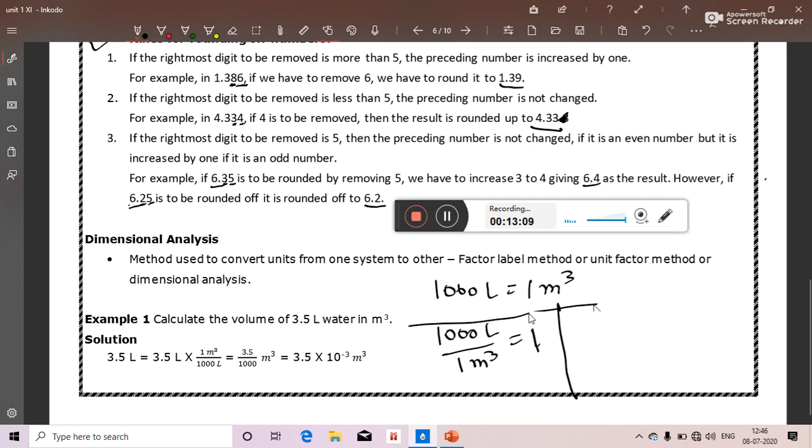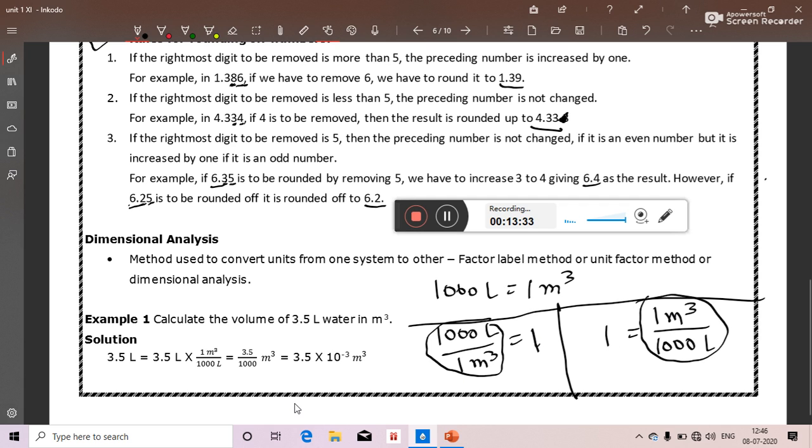Now opposite to this also we can do. Suppose 1000 liter is taken in the denominator of 1 meter cube on the right hand side. So 1 meter cube upon 1000 liter. In that case nothing will remain on the left hand side, so the left side will become 1. So that means both these ratios, 1000 liter upon 1 meter cube and 1 meter cube upon 1000 liter, are equal to 1. These two are called unit conversion factors.